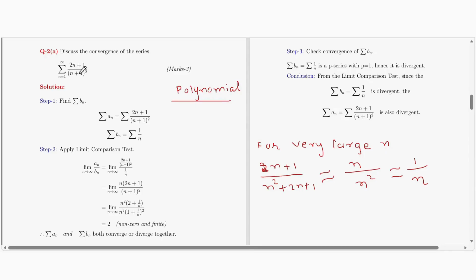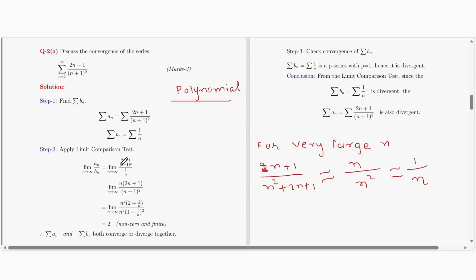So here in the numerator 2n plus 1 is given. So this is what? A polynomial. Okay. Again here, n plus 1 whole square, so this is again a polynomial. Okay. So if a polynomial is given in the numerator and denominator, we can use the limit comparison test.